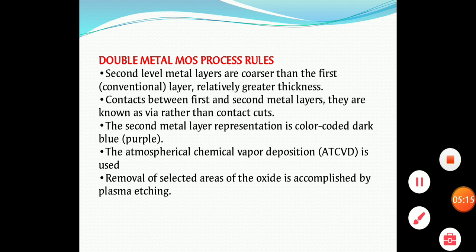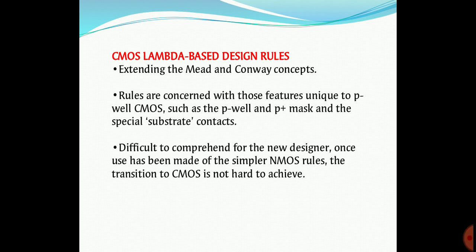Next is the CMOS lambda based design rule. This is an extension of the Mead and Conway concepts. The rules are also concerned with features unique to P-well CMOS, such as the P-well and P plus mask and the special substrate contacts. Although CMOS rules in total may seem difficult to comprehend for the new designer, once one has mastered the simpler NMOS rules, the transition to CMOS is not hard to achieve.